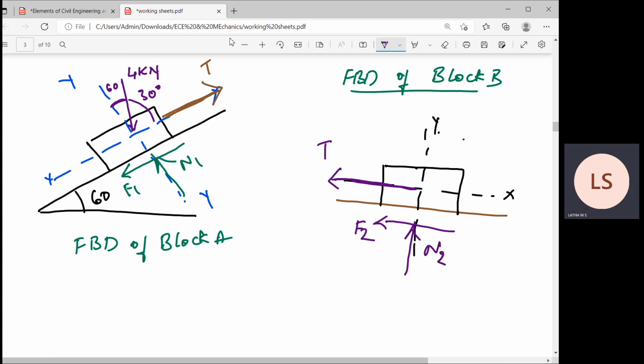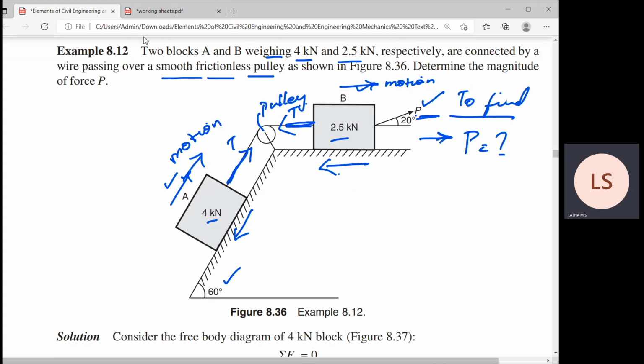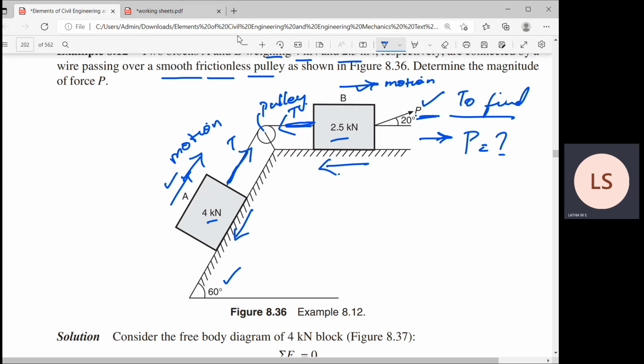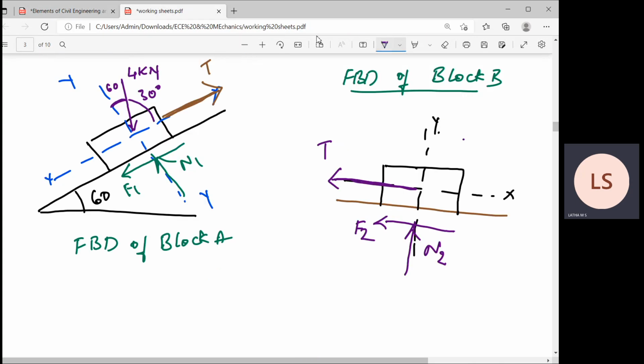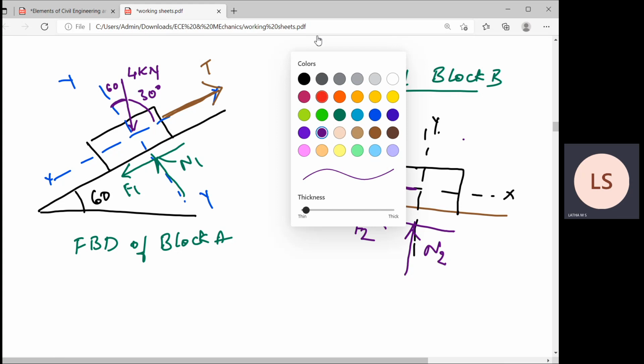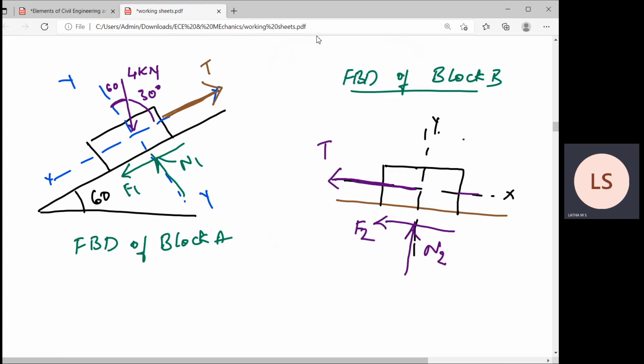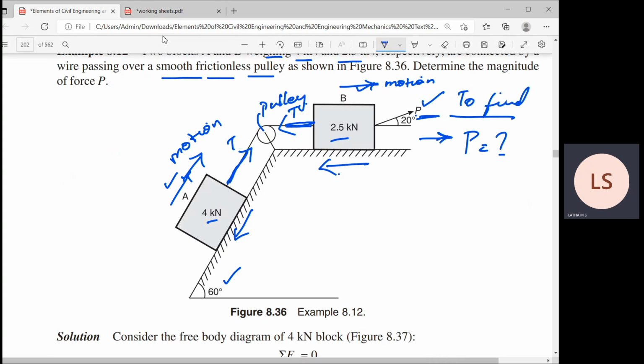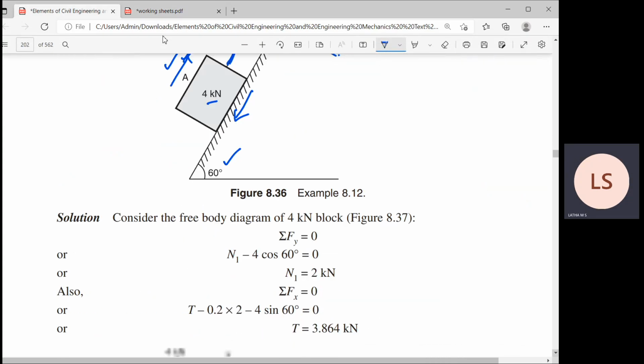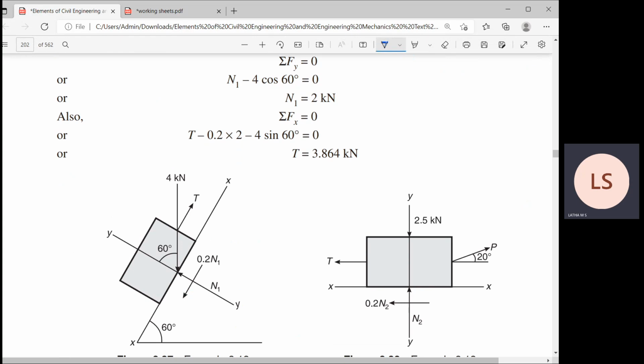F2 and N2, and you find the force P. I'll resolve this force P so that it is convenient for me. So this is P cos 20 and this will be P sin 20. Okay, P cos 20 and P sin 20. That is our diagram that you find here.